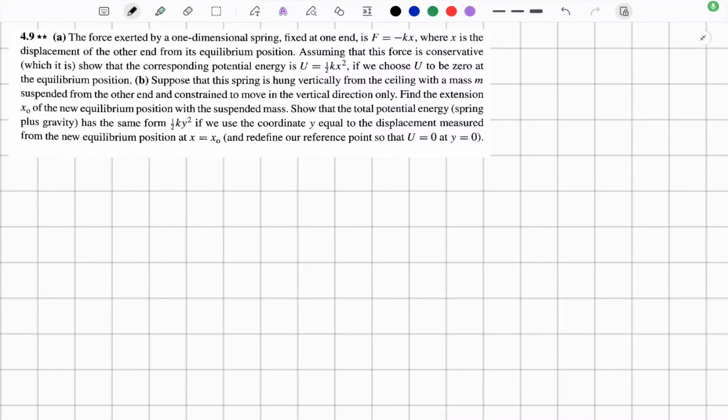Work through problem 4.9 from Taylor's Classical Mechanics, Chapter 4. And this is a question on potential energy and conservative forces.